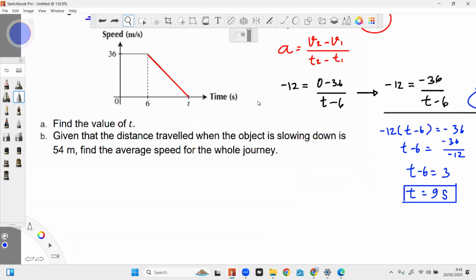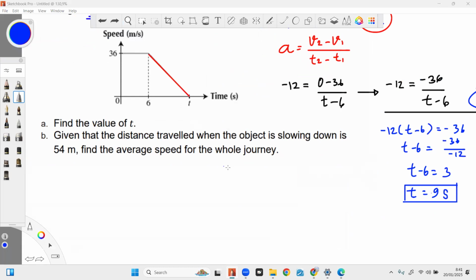B. Given that the distance traveled, be careful of the question, need to be very, very extra detailed. The distance traveled when the object is slowing down is 54. So where is the 54? This, right? When it is slowing down. So the area is 54, not the whole. That is 54. We can say that this is 9.